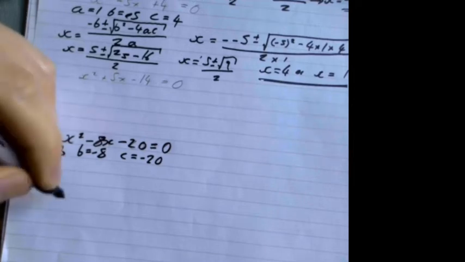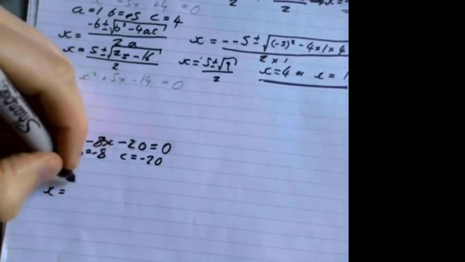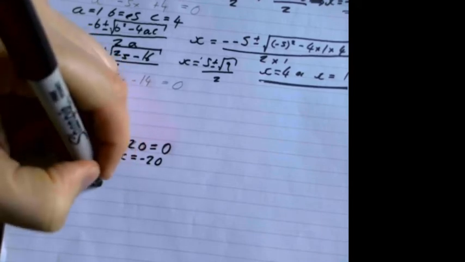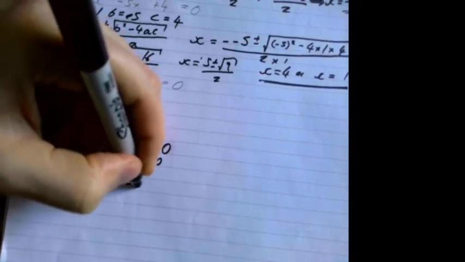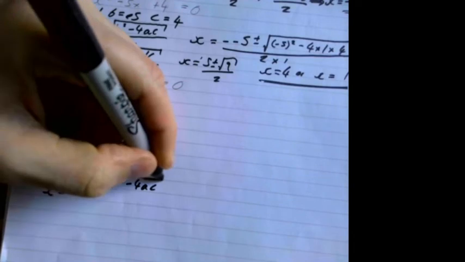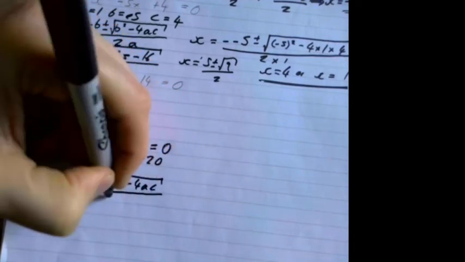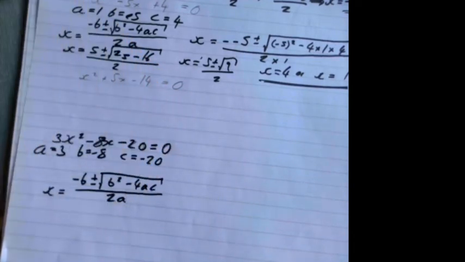And well done if you said x is equal to negative b plus or minus the square root of b squared minus 4ac, all over 2a. Right, now what do you need to do next? Say it out loud. That's right, you need to substitute your values for a and b and c into this.